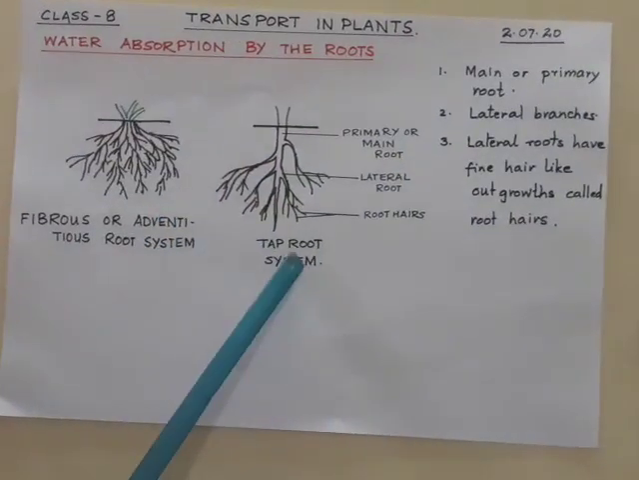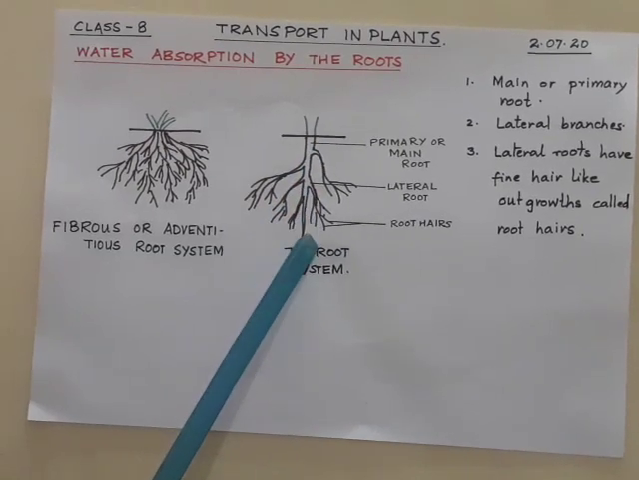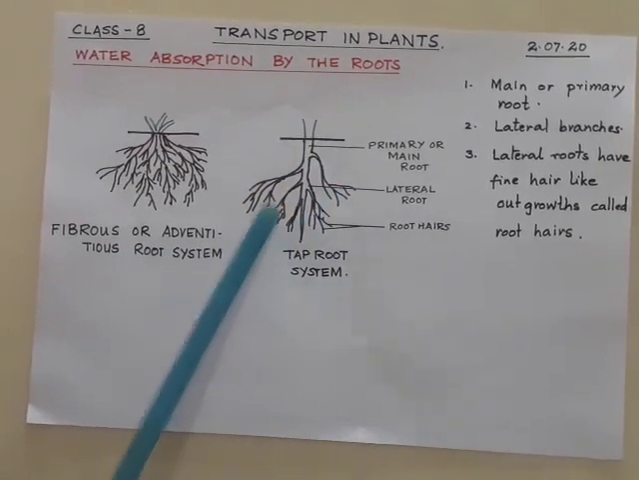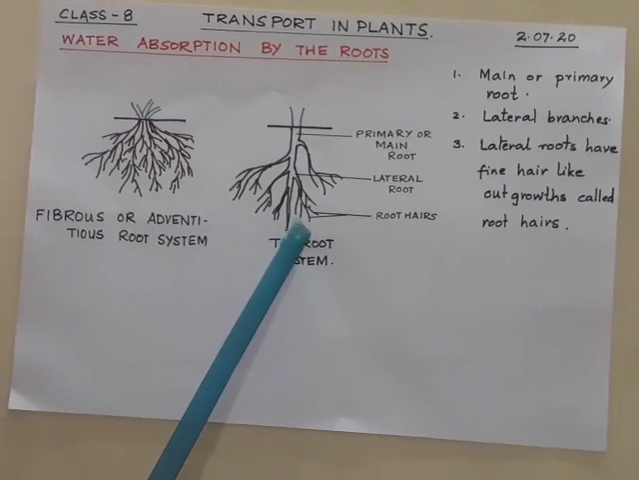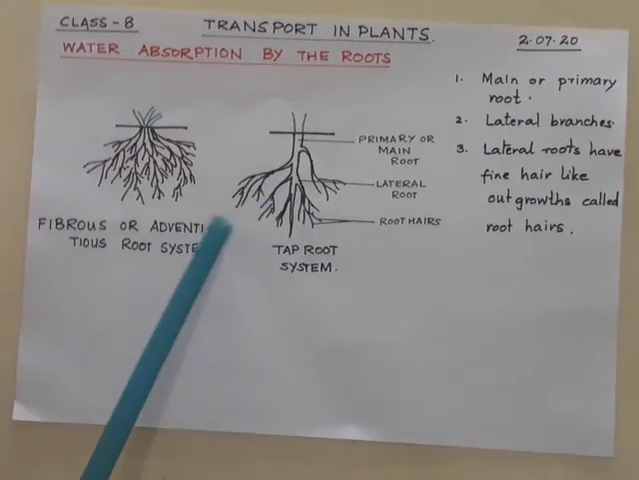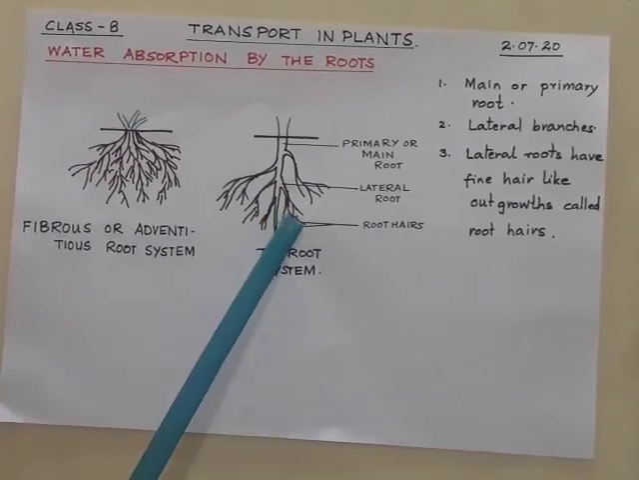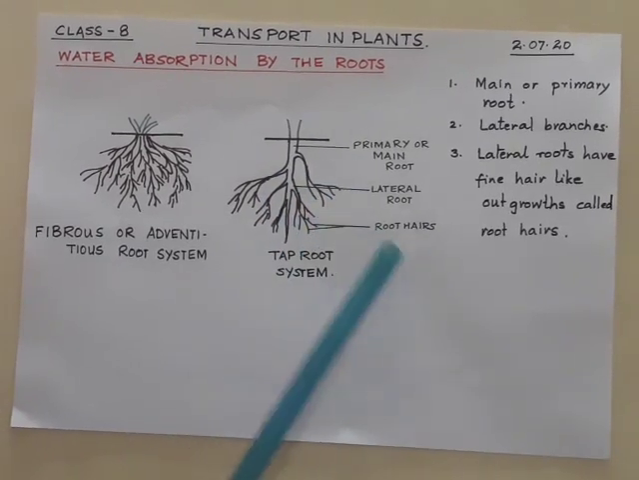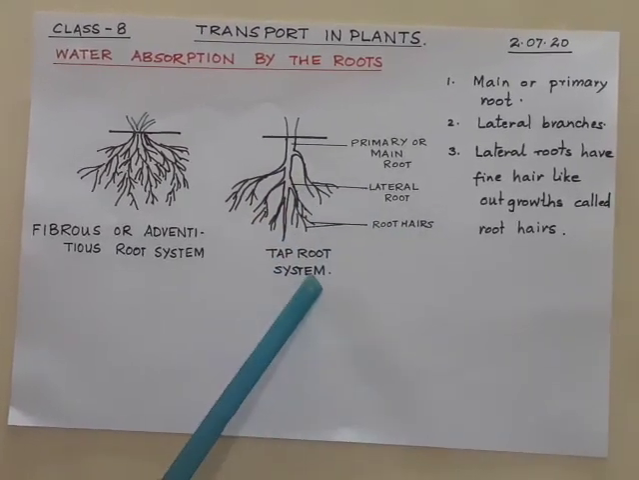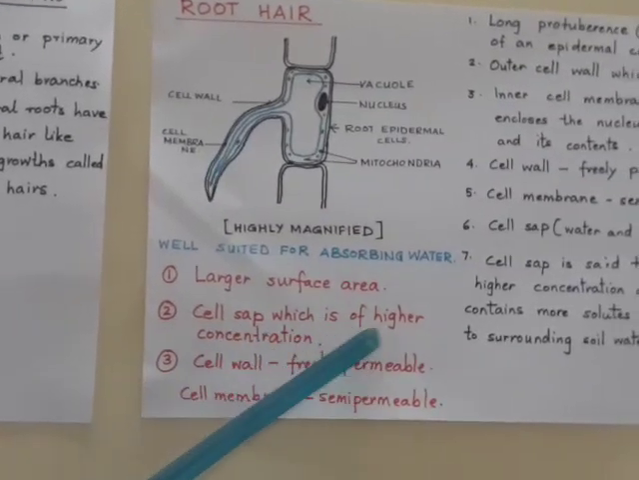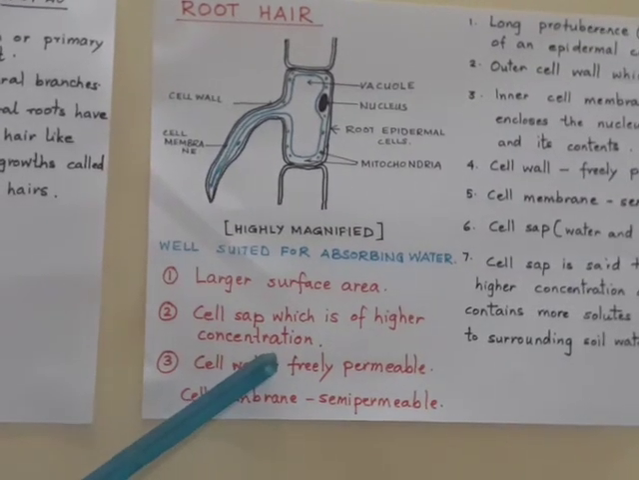in this diagram that there is one main root and lateral branches are given out. So as the root deepens into the soil, the lateral branches become more. So each and every root hair has a large surface area. Number two, cell sap which is of higher concentration of solute.